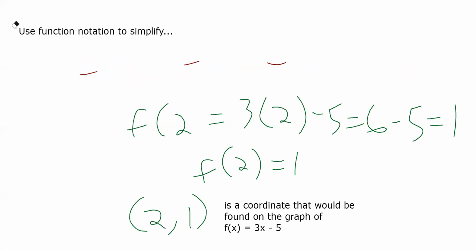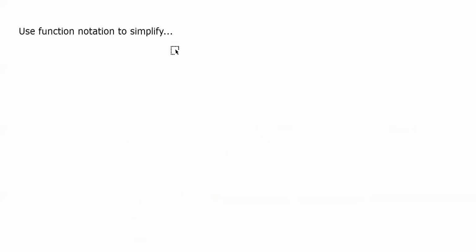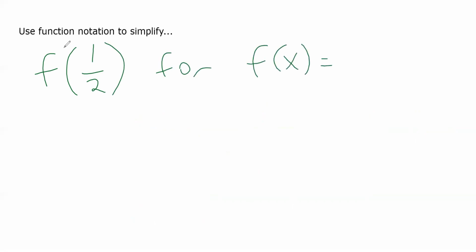Okay, let's do another one. Let's make it fun, because I know you guys like to have fun here. How about we find f of 1/2 for the function f of x equals negative x squared plus 5x minus 2.